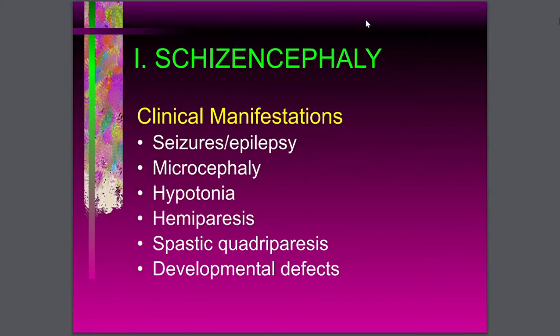So, clinical manifestations niya are variable, no? So, the patient may present with seizures or epilepsy. The brain may be microcephalic, no, or macrocephalic or big. The patient is usually hypotonic or flaccid. There is an associated weakness of the extremities. It may be a hemiparesis or a quadriparesis, and the patient may have also developmental defects, no? Next slide, please.